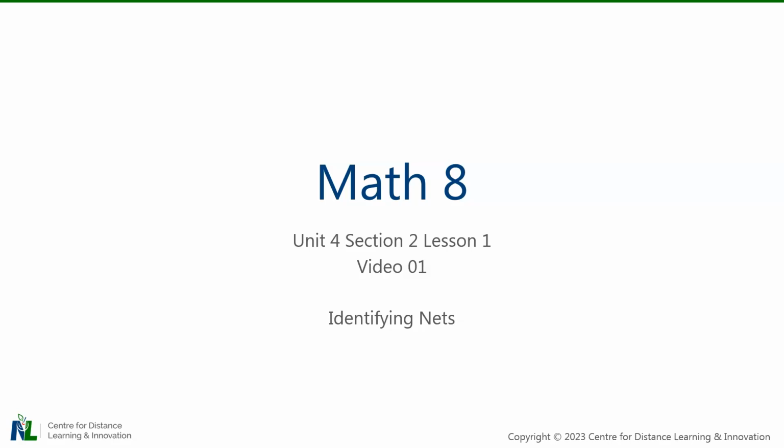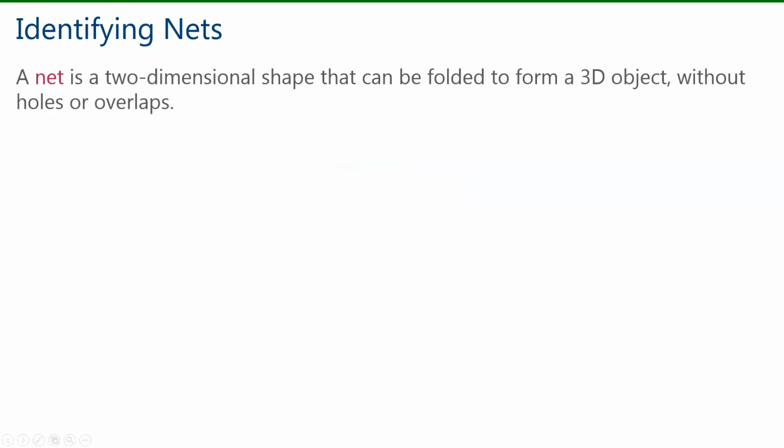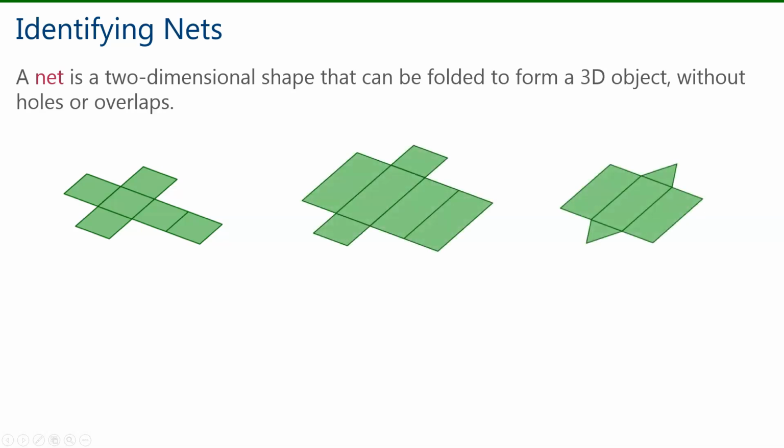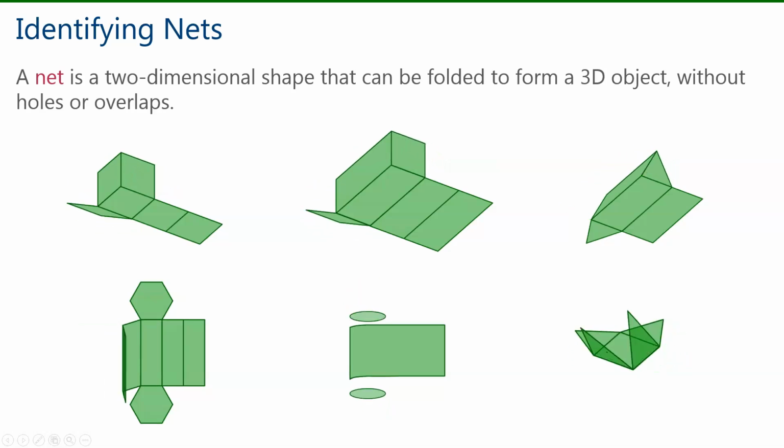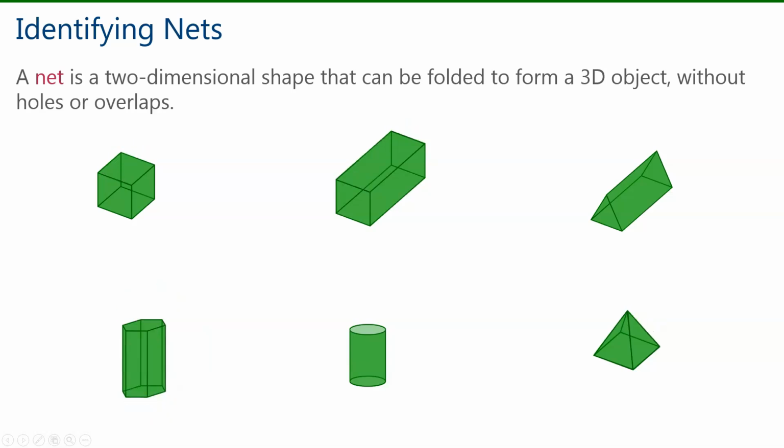This is Ms. Clemens-Brenton, and in this video we'll look at how to identify nets. A net is a two-dimensional pattern that folds to form a 3D object without any holes or overlaps. As you can see here, when each of these patterns are folded, unique 3D objects are formed.